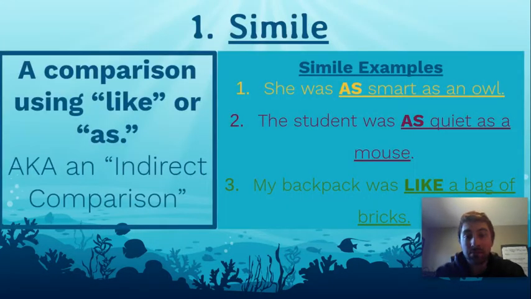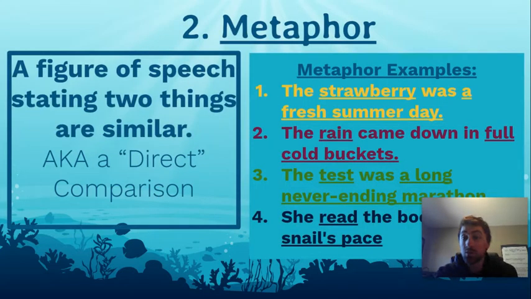So a simile is a comparison using like or as, aka it's an indirect comparison. So simile examples are those like, she was as smart as an owl, the student was as quiet as a mouse, or my backpack was like a bag of bricks. These are indirect comparisons, and they allow us to say someone was acting in a certain way to something that is familiar to us. It can add emphasis to their actions.